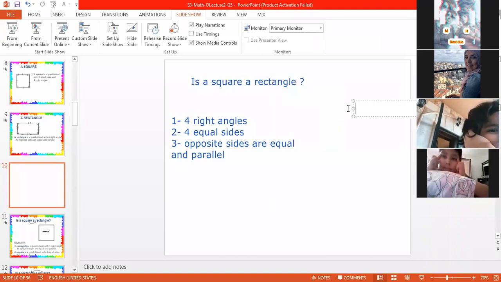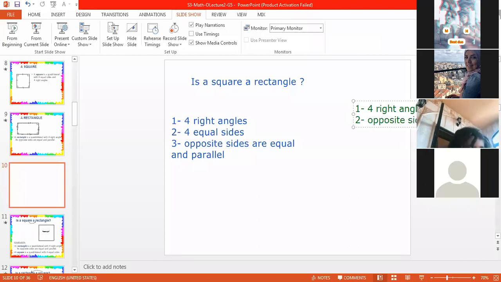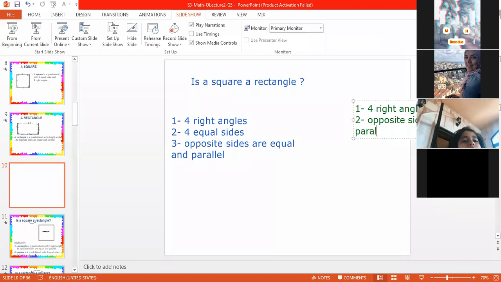Four right angles, and the opposite sides are equal and parallel. Great.